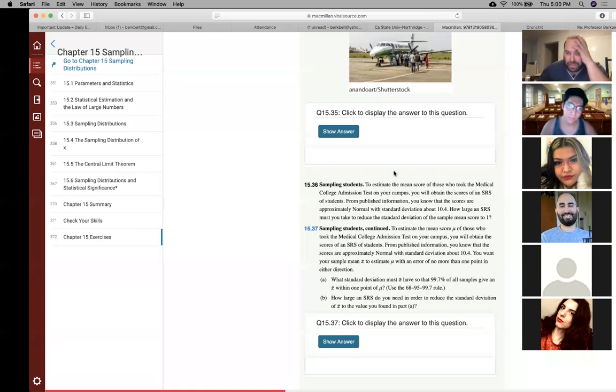You want the sample mean X bar to estimate mu with an error of no more than 1 point in either direction. What standard deviation must X bar have so that 99.7% of all samples give an X bar within 1 point of mu? So, who here has a thought as to this one?